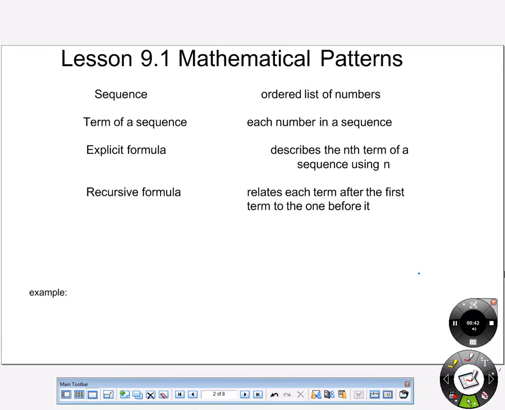You might have just thought of it as a list of data or a list of numbers or something like that. Okay? The term of a sequence is each number in the sequence. So there is a first term, a second term, a third term, a fourth term, and sometimes they will use the language nth term. What do you think they mean when they say nth term?